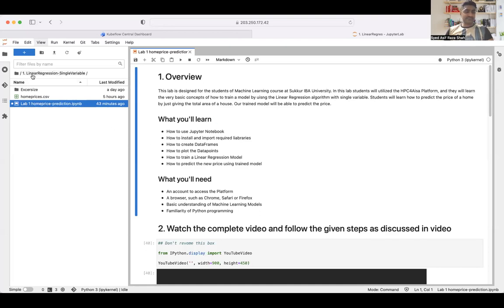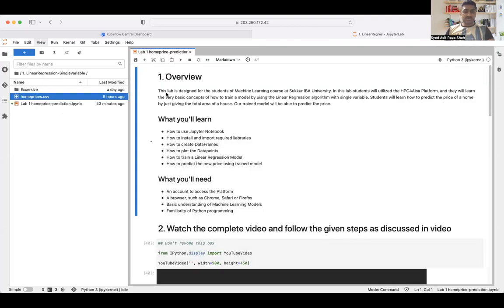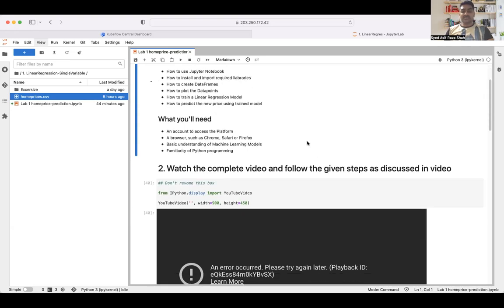Here you can see this is the first lab, linear regression single variable lab, and here is our data set that we are going to use, similar to what I showed you in my presentation. This is basically the overview. What you will learn from this tutorial or lab: you will learn about Jupyter, how to import the libraries and data frames, create data frames, plot the data points, and mainly about the linear regression model, how you can train the linear regression model and how you can predict the price.